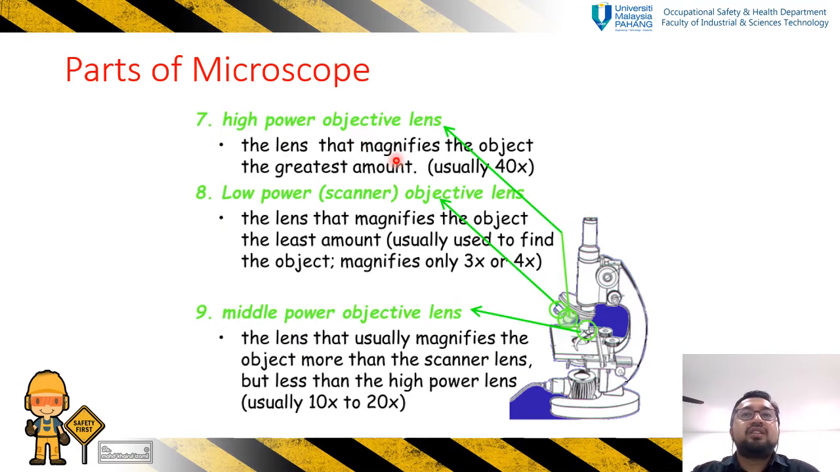And high power objective lens, the lens that magnifies the object the greatest amount. Usually 40 ni kita kena ada. Yang ni ada high power, ada low power. The lens that magnifies the object the least amount, usually used to find the object, magnifies only 3 times or 4 times. And dekat setiap lens ni dia ada tulis berapa kali dia punya magnification power dia. And kita ada lagi satu middle power objective lens, the lens that usually magnifies the object more than the scanner lens but less than the high power lens. Maknanya duduk tengah-tengah lah. Okay.